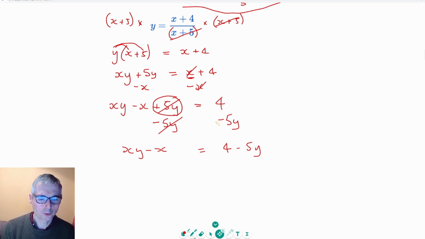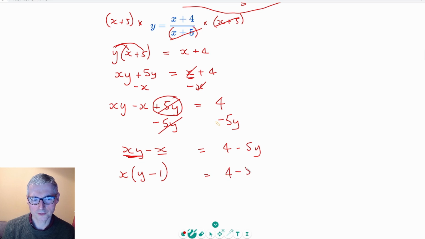So we need to do a little trick on this side because we've got x's tied together with the y there. So what I'm going to do is factorise this left hand side. So we're going to get x, if I factorise, I've got an x in both parts, and factorise means brackets. So I'm going to open up a bracket, and in the bracket I'm going to have y, because x times y would give me what I've got. And then to get minus x, I'm going to have a minus 1 there. So that's now factorised, and that's equal to 4 minus 5y.